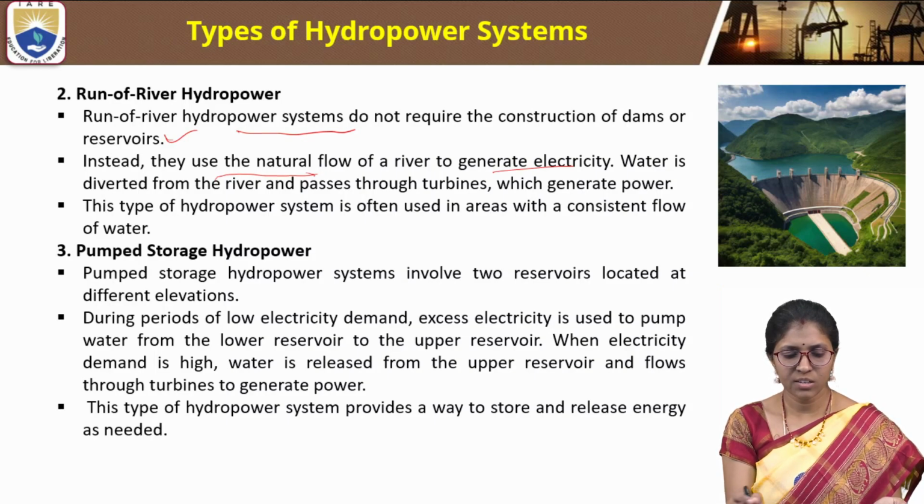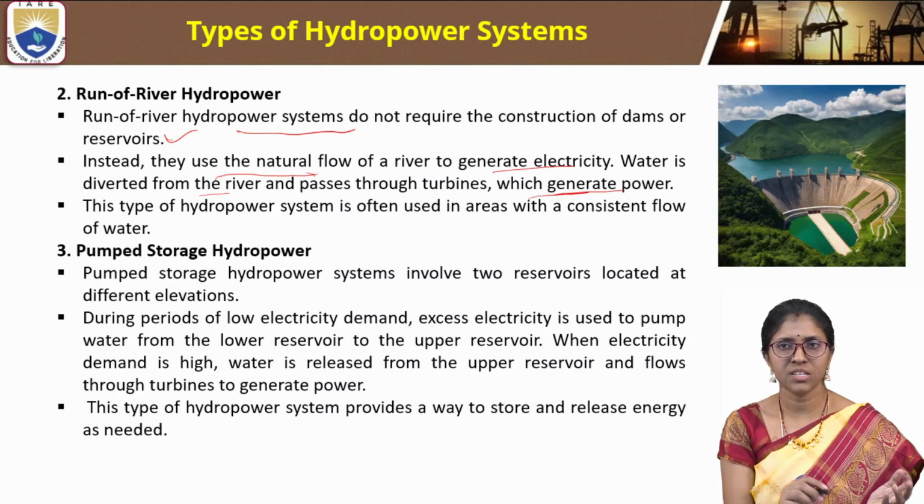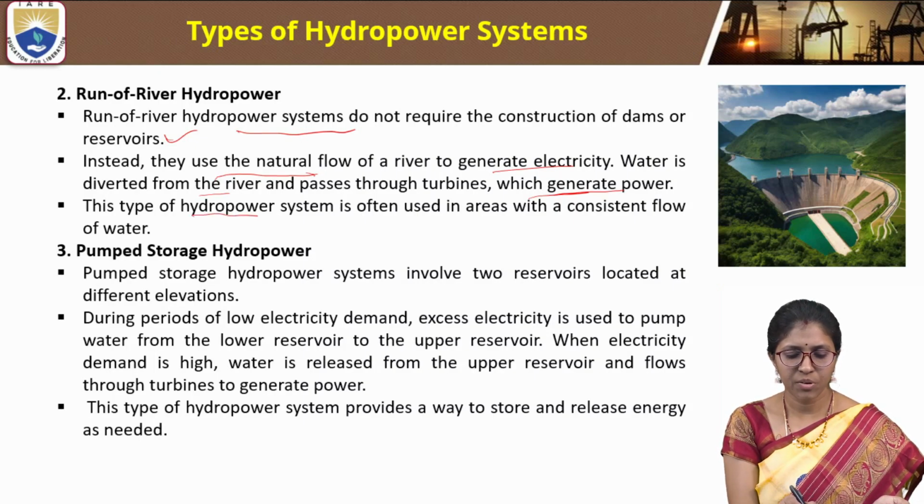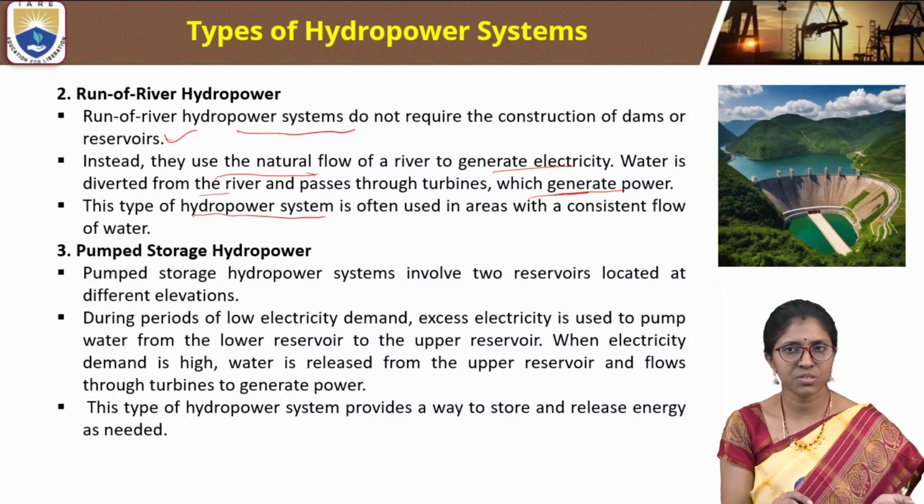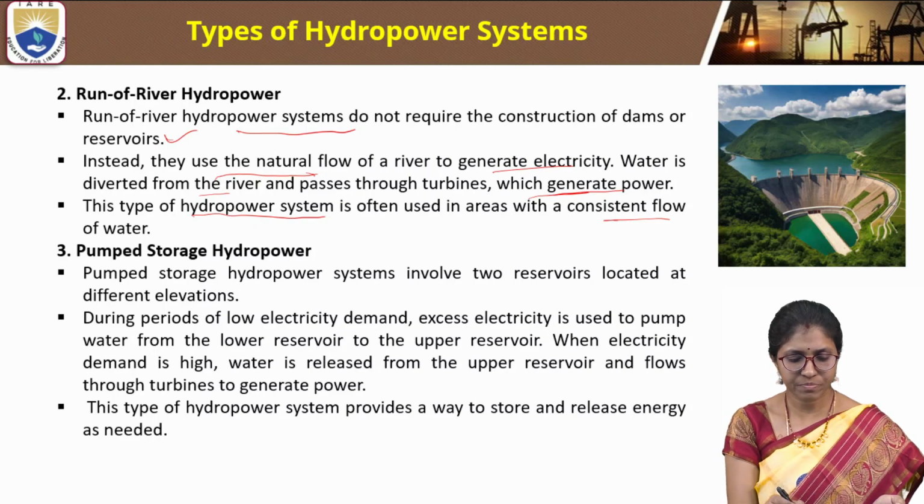Here, water is diverted from the river and passes through turbines. These turbines, we know, generate electricity, that is power. This type of runoff river hydropower system is often used in areas with a consistent flow of water.